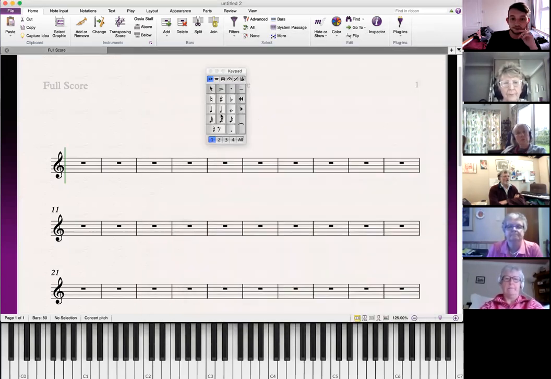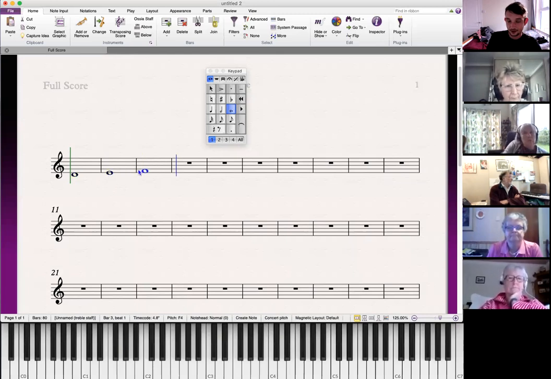So what we will do, let's use semibreves. We'd start on a D here. The next note in the scale is going to be E, and then F, and then G.